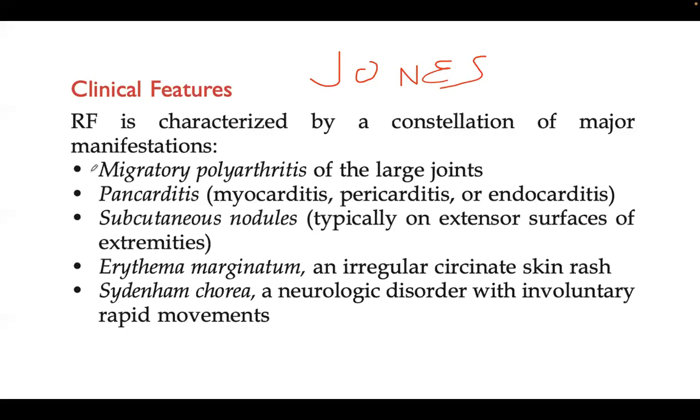So number 1, we have the migratory polyarthritis, usually affects the large joints such as the knees, the elbows. Then we have a pancarditis, which can involve basically all layers of the heart, myopericarditis, endocarditis. Then we have the subcutaneous nodules. Then we have the erythema marginatum, and of course, Sydenham's chorea.